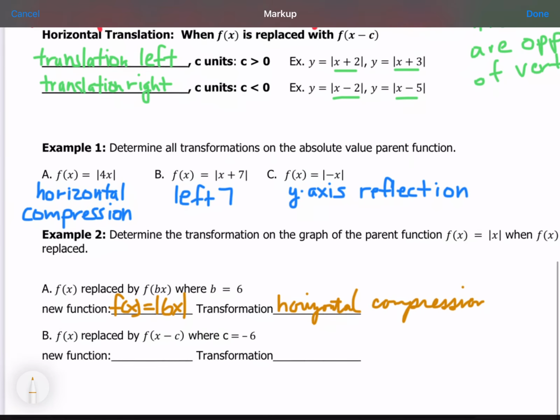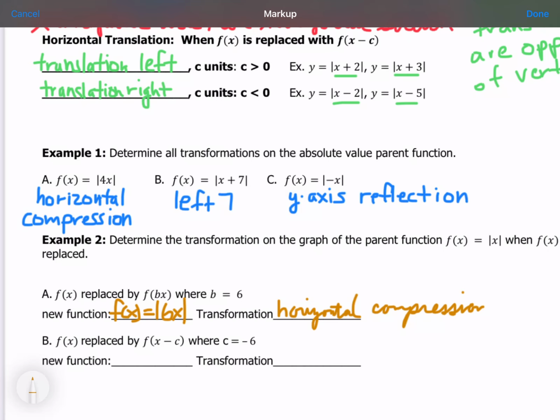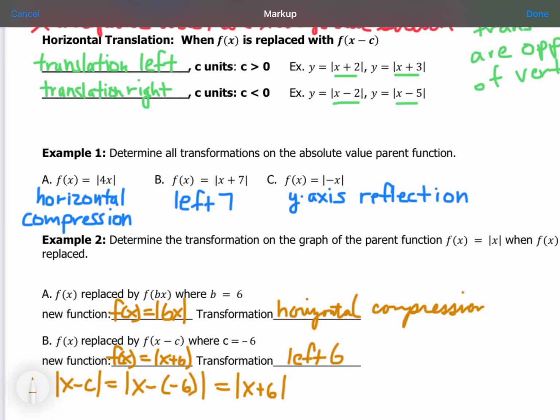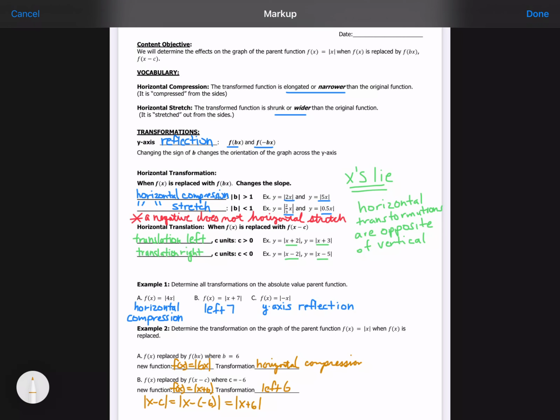And then b, f of x replaced by f of x minus c, where c is negative 6. If we think about it, we have x minus c equals x minus a negative 6, which becomes x plus 6. So f of x equals absolute value of x plus 6, and this is left 6. All right, so there's our first page. Let's flip it over and do some examples.